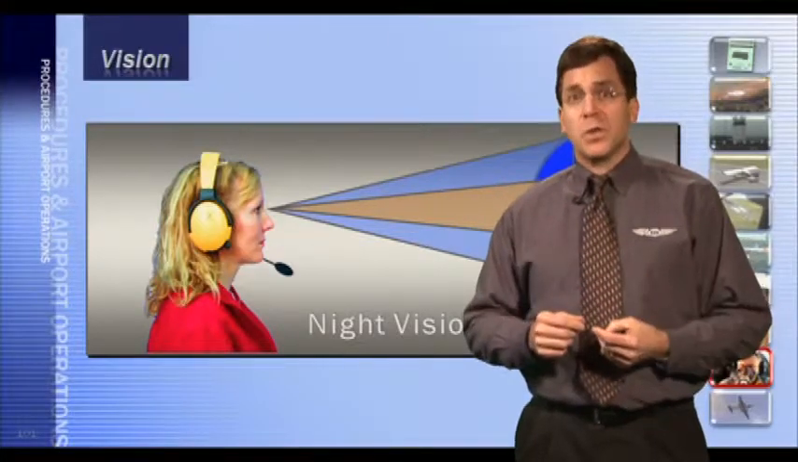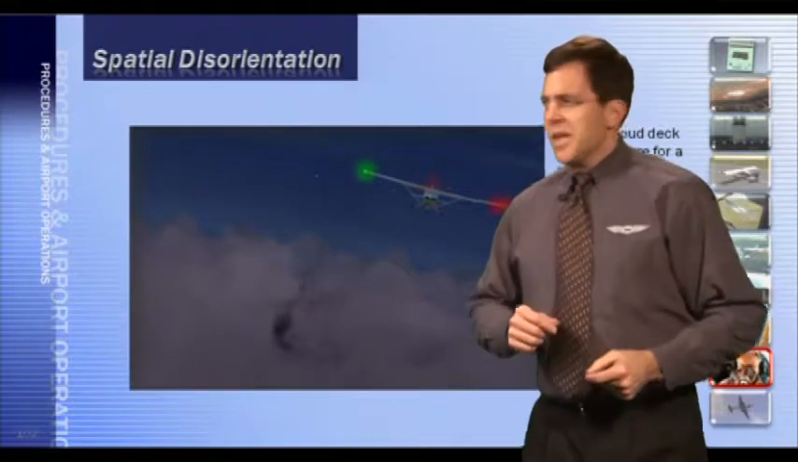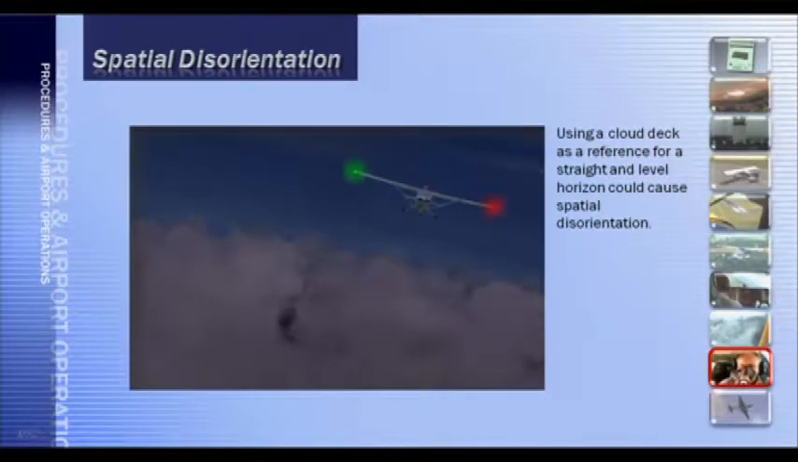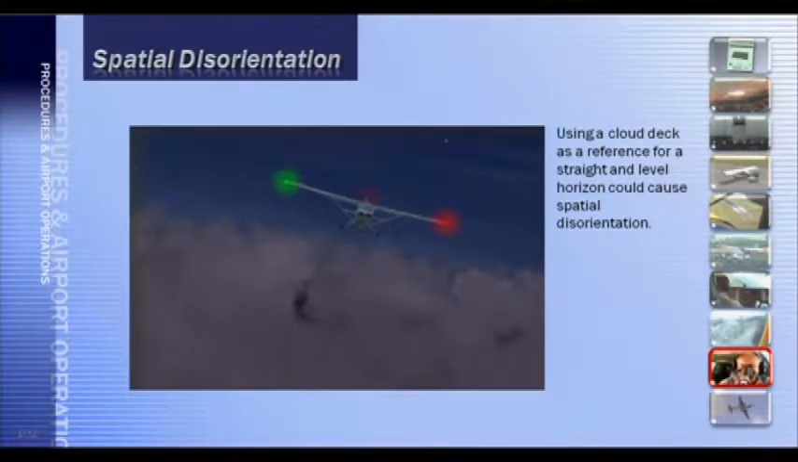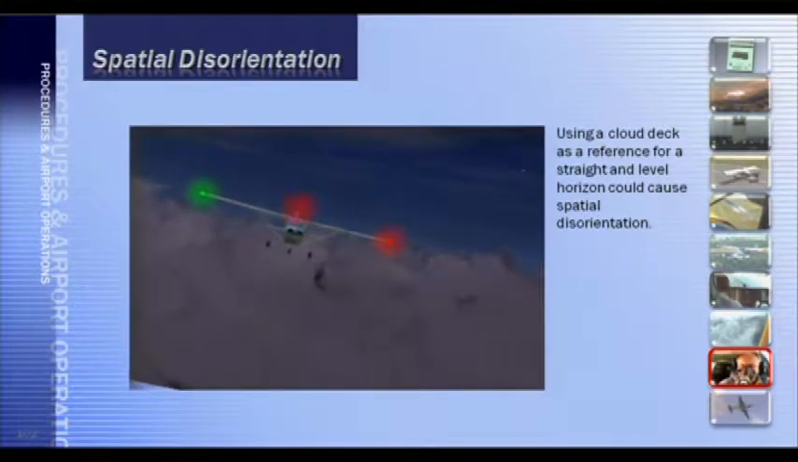Let's look at one visual illusion that can lead to spatial disorientation. Now, here's an aircraft flying at night above a sloping cloud deck. A pilot who uses the sloping cloud deck as a reference for the horizon could think that the aircraft is straight and level when, in fact, it's in a bank. Following a false horizon can cause the airplane to enter a rapidly descending spiral. To avoid spatial disorientation, you must learn to trust the flight instruments when you can't clearly distinguish the horizon.